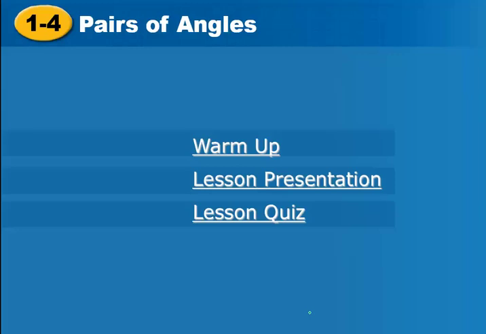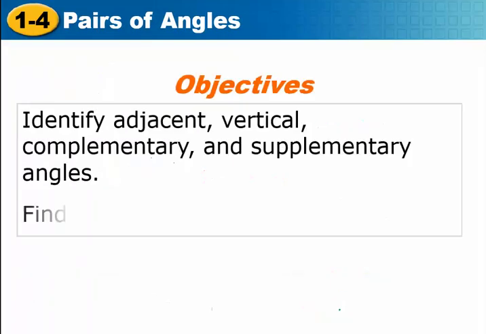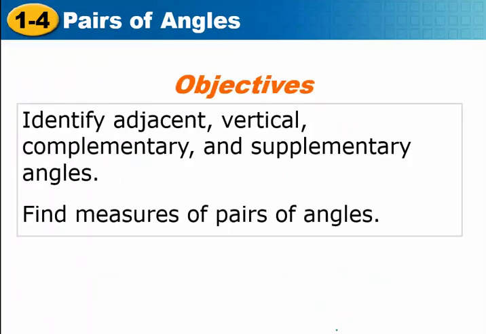Hello, this is Mrs. Dehn-Brastad, and today we're going to talk about Chapter 1, Section 4, which is on different relationships between angles, especially pairs of angles. Our objectives for today's lesson are to identify adjacent, vertical, complementary, and supplementary angles, and also to find the measures of pairs of angles.